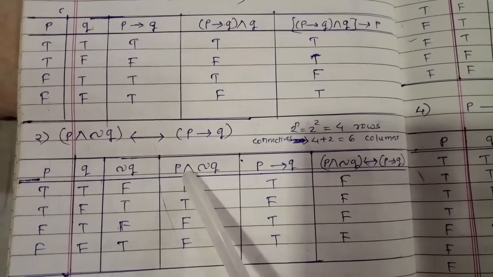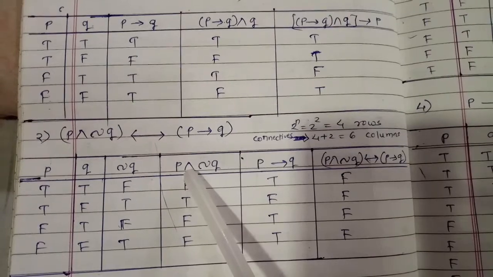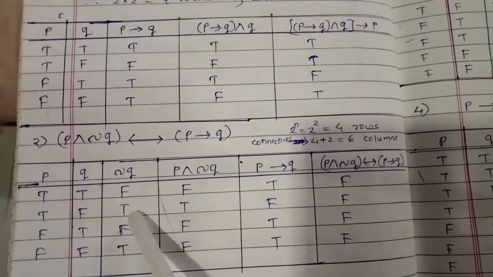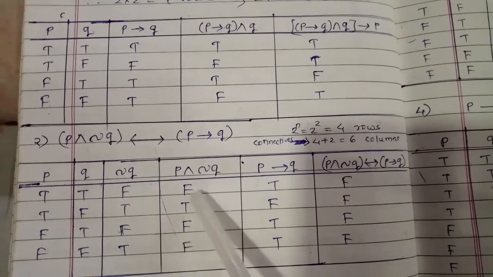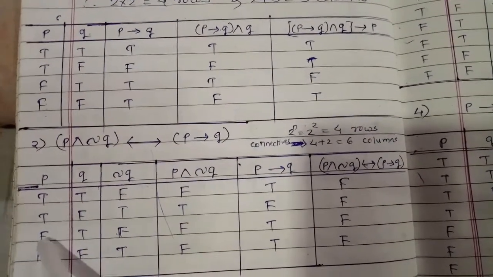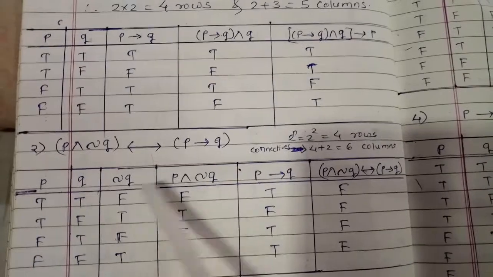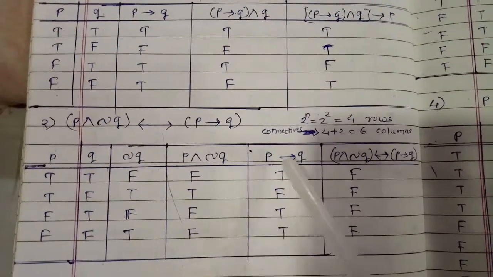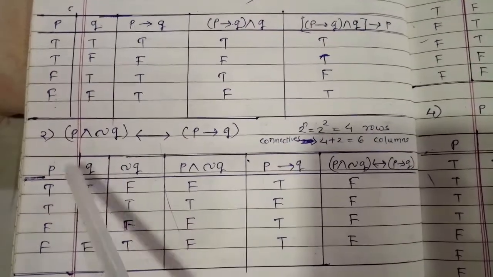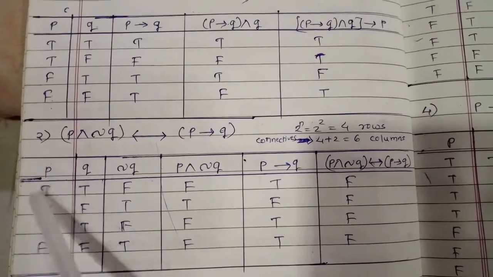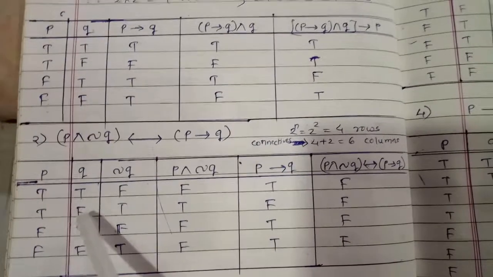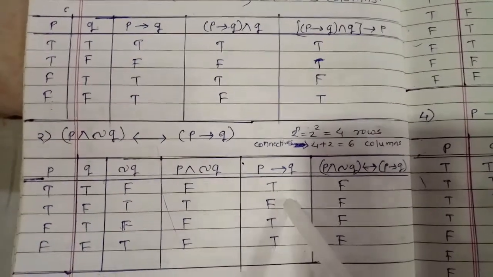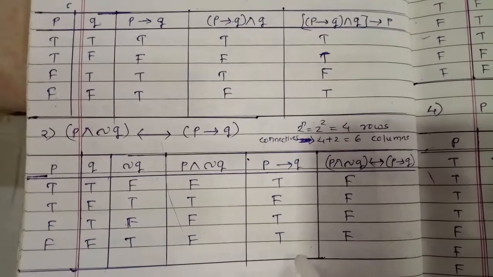So what is the rule for the conjunction? If both the values are true then it is true. So first find out where both are true. So here both are true, so we have to write down true. Is there any other place where both are true? No. So the remainings are false. Now the P conditional Q. See P conditional Q. So what is the rule for P conditional Q? If the first statement is true and the second one is false, then it is false. So first write down the false, and after that remainings are true.